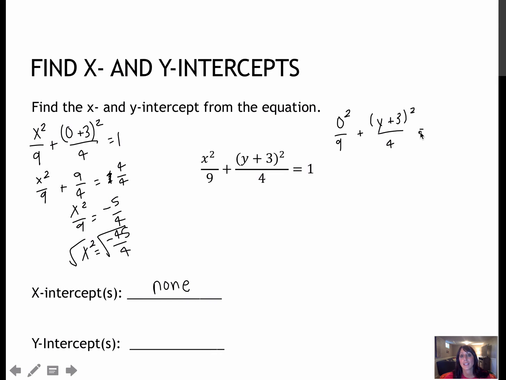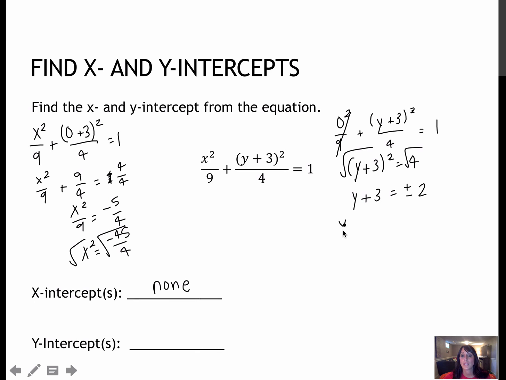For the y-intercept, I'll replace x with 0, and then I'll solve the rest of the equation, trying my best to isolate y. So 0 squared over 9 is of course 0, so I get y plus 3 quantity squared over 4 equals 1. So let's get rid of that 4 by multiplying by 4. That leaves me with y plus 3 squared equals 4. Taking the square root of each side, I get y plus 3 equals plus or minus 2.